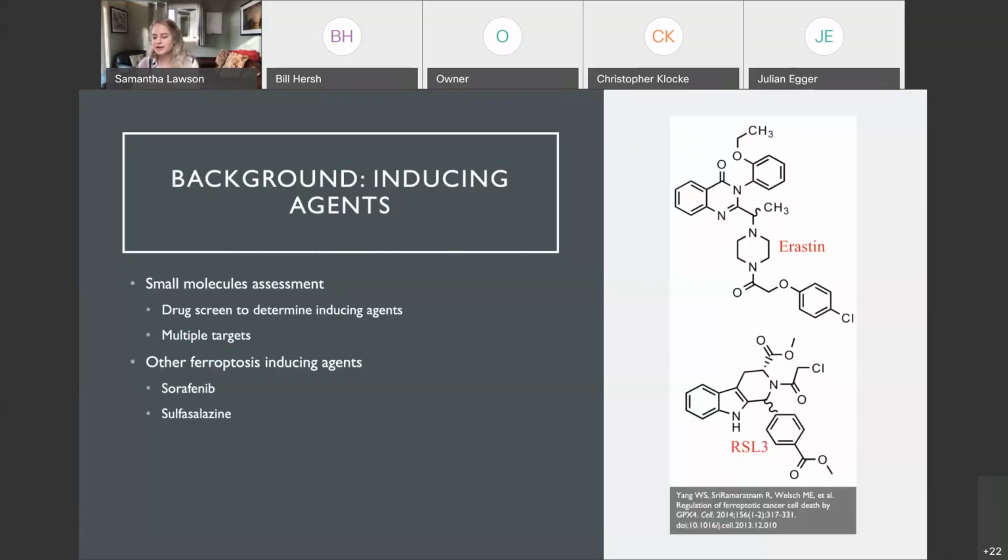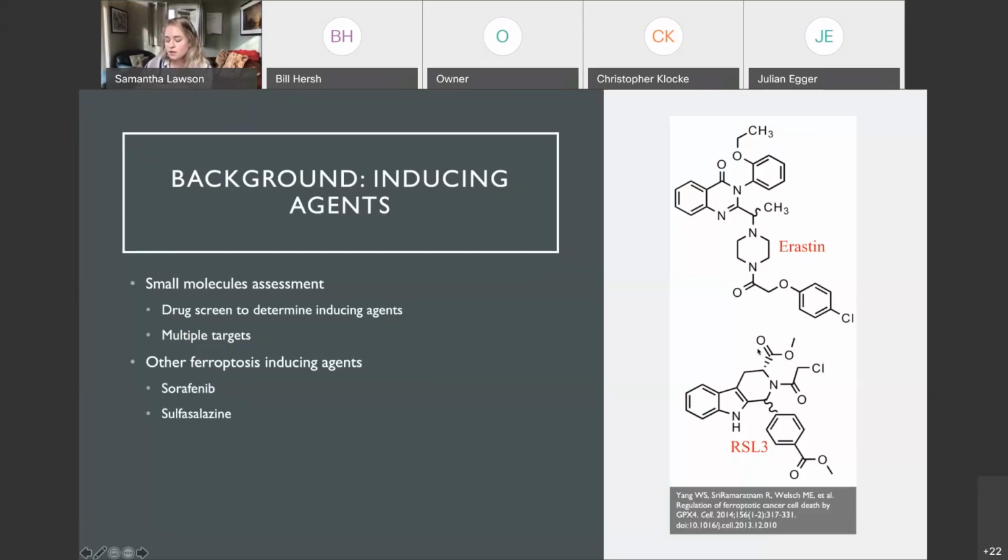Okay, so we have our targetable areas. I want to talk about the inducing agents now. A small molecule assessment was done to determine which compounds were able to induce cells into ferroptosis. Multiple compounds were found, and for my purposes, I want to focus on erastin and RSL3.